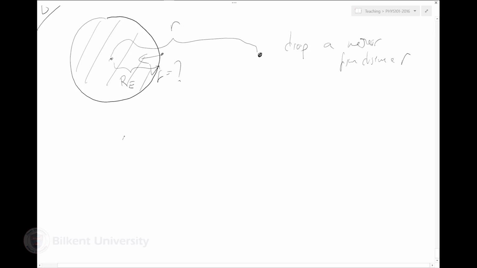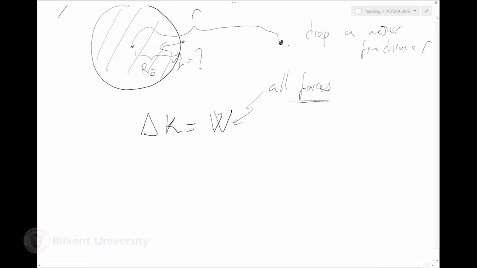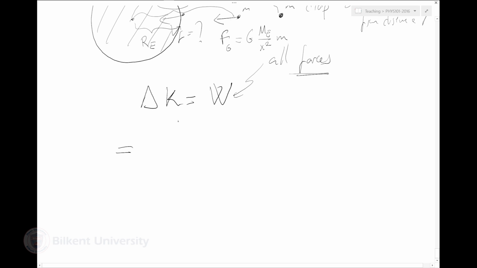Let's not define the gravitational potential yet. I have the formula: the change in kinetic energy is the work done by all forces, right? Now, what's the force when you are at distance x from the center of the Earth? The gravitational force on that mass, let's say this mass is small m, is G M Earth divided by x squared times m, right? So what's the work done by gravitational force? The work done by gravitational force must be F dot dl from the initial point to the final point, right?